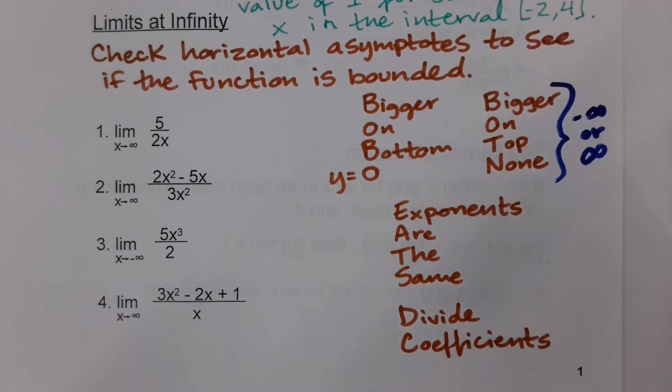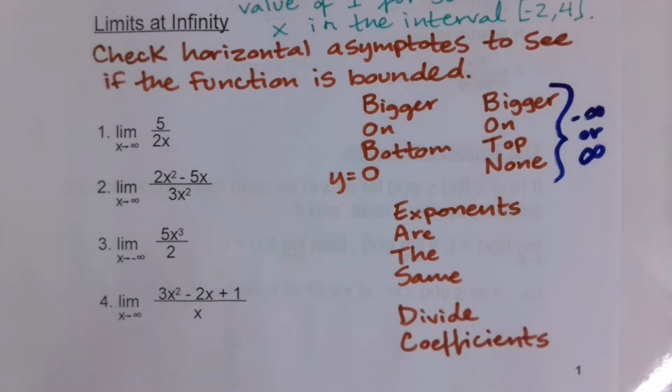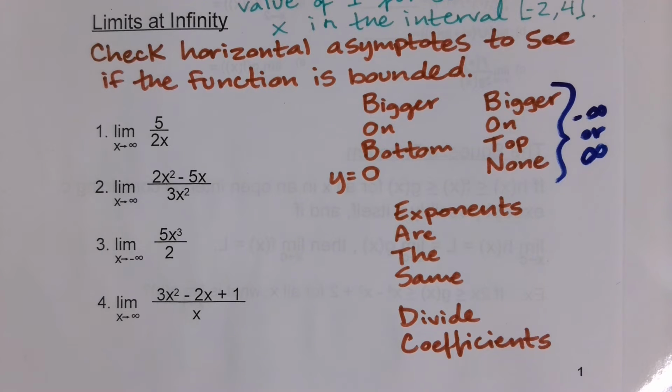So anytime we're using BOBO BOTN, it's talking about comparing the highest power in the numerator to the highest power in the denominator. So that's what we're talking about here with the bigger on bottom or bigger on top. Exponents are the same.